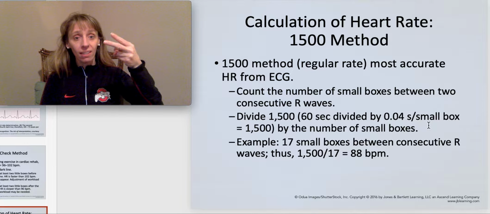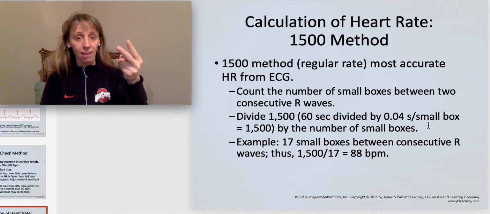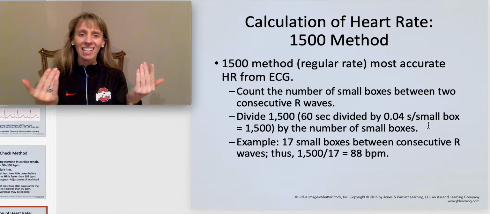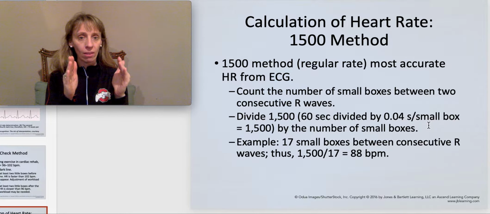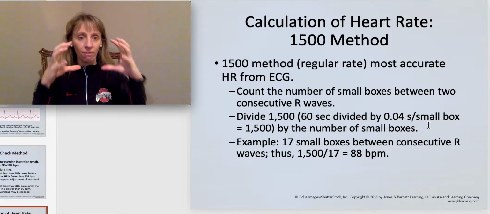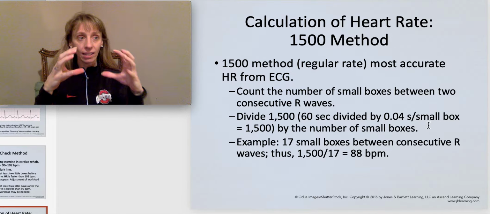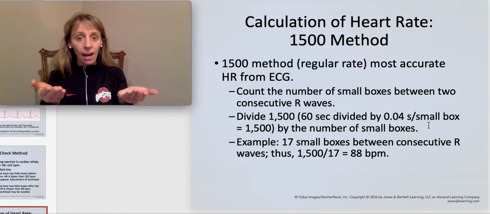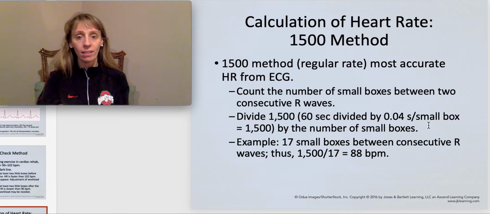The second method is the 1500 method. This is the method that might make the most sense for you, but it takes a little bit of time. You got to be really good with counting the little boxes, and you probably need a calculator. So the constant number is 1500. That's what you're going to divide. That's kind of your magic number for division. What are you dividing by, right? So you got to count how many boxes.